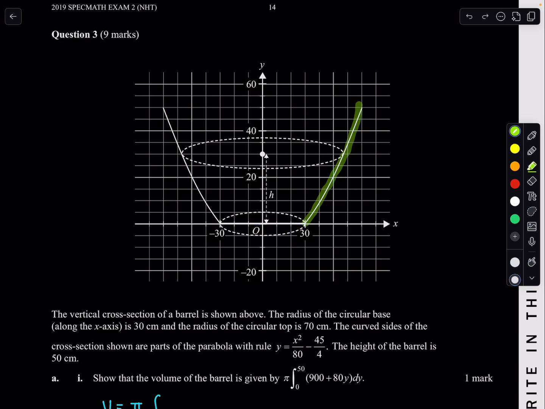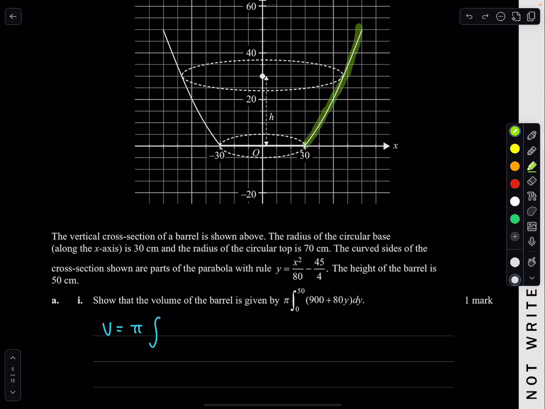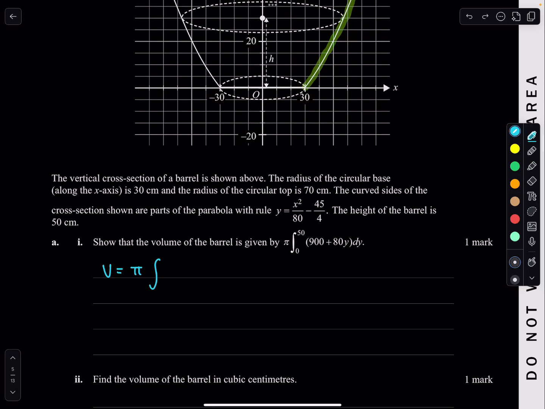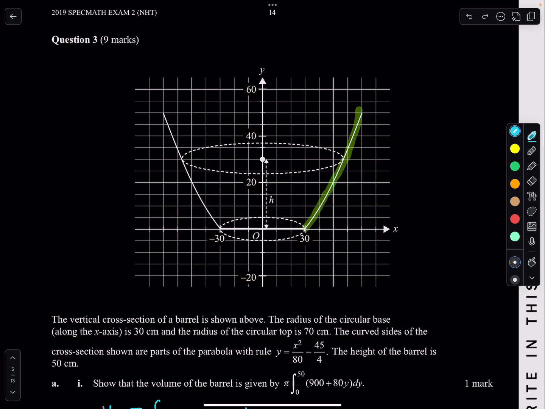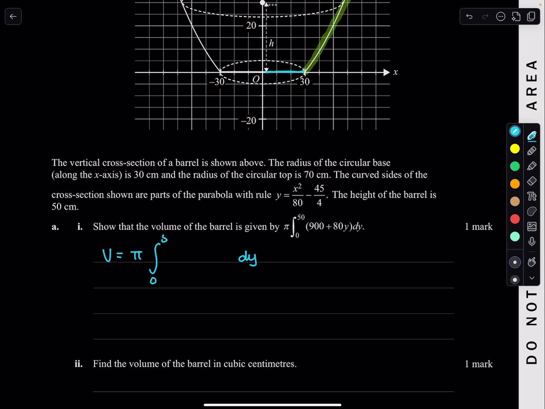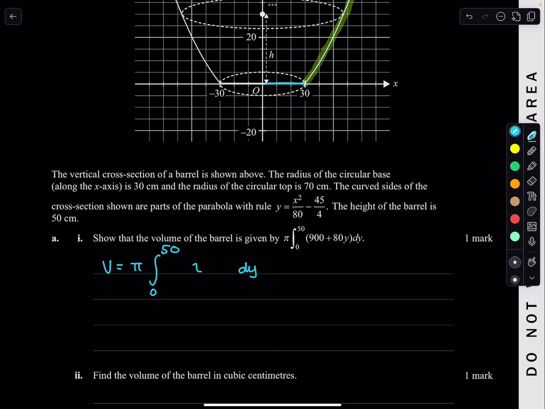So what we want to do is get this part of this parabola and rotate it around the y-axis. So dy means I'm going to rotate it around the y-axis. It means these values here have to be in terms of y, which is the height. So remember, what's the height of this part here? It's 0 to 50. So 0 to 50. And remember, inside you have to put x squared.